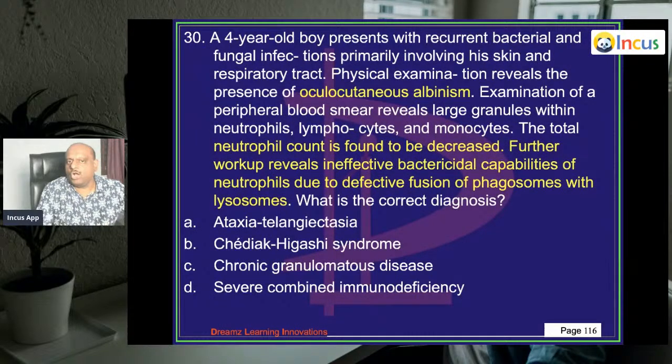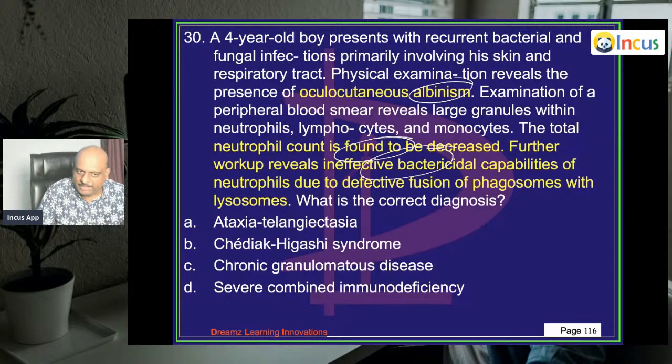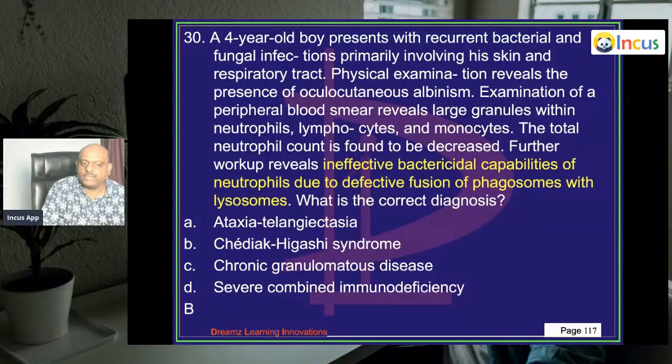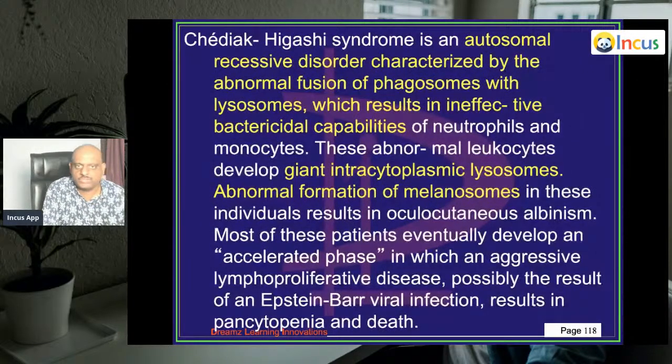A 4-year-old with oculocutaneous albinism, neutrophil count is found to be decreased. Ineffective bactericidal capabilities. Defective fusion of the phagolysosomes. Typically, what is your answer? Chediak-Higashi syndrome is what you need to remember.